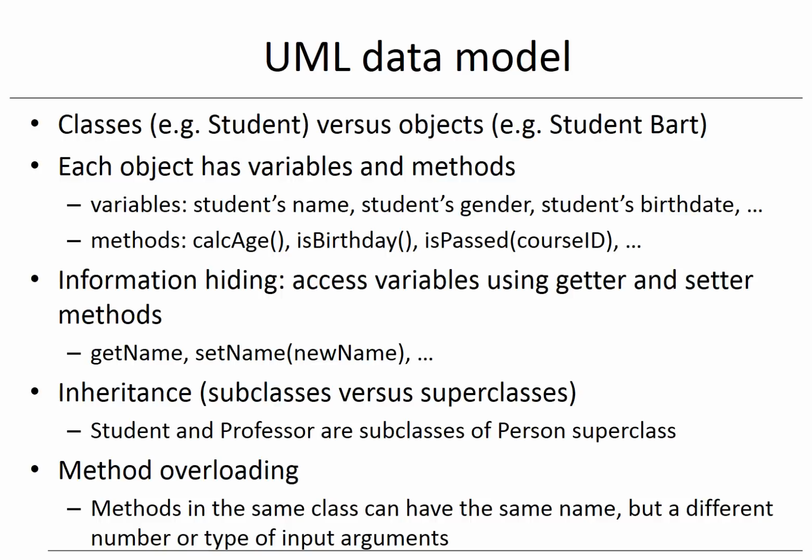Each object is characterized by both variables and methods. For our student objects, example variables could be the student's name, gender, and birth date. Example methods could be calc_age, which calculates the age of a student based upon the birth date, isBirthday to verify if the student's birthday is today, isPassed(course ID), which verifies if the student is passed for the course represented by the course ID parameter, etc.